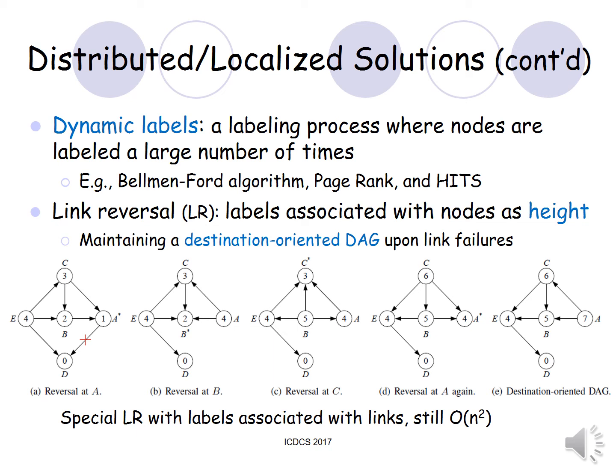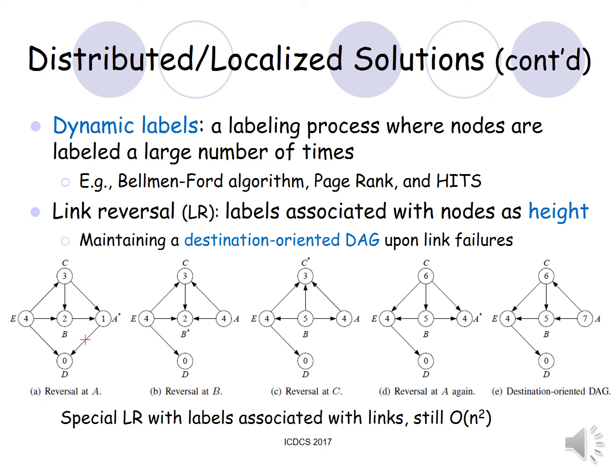So one classic example is called link reversal. This is being used in several managed applications. The idea is to maintain a destination-oriented DAG. Like the leftmost example with a DAG, D is a destination, so we maintain a DAG. Right? So that means each node has a path towards the destination.